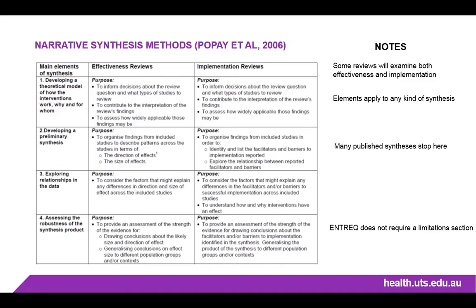The other thing that I find really interesting is that, while I mentioned the checklist for metasynthesis, the on-track actually doesn't require syntheses to have a limitations section. And I find that amazing because all literature reviews have limitations, and it's really important that you're transparent about that and reflective on the scope of your review to inform future efforts.